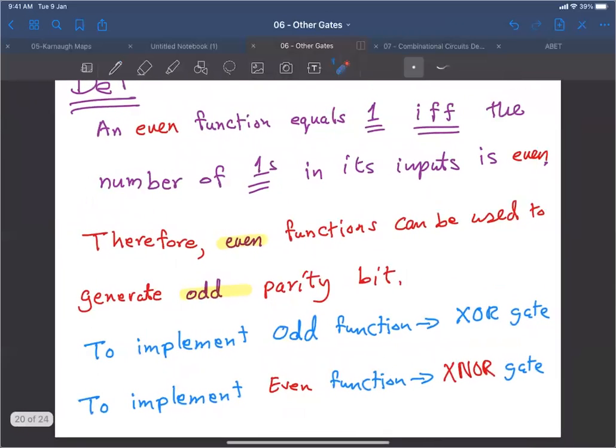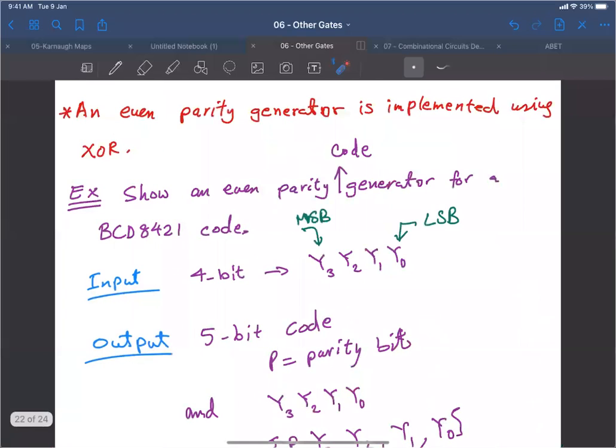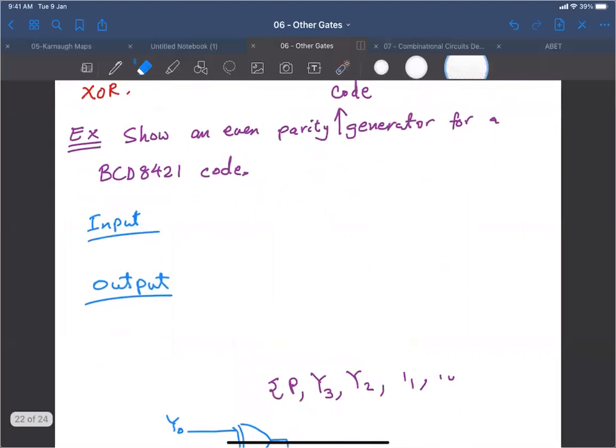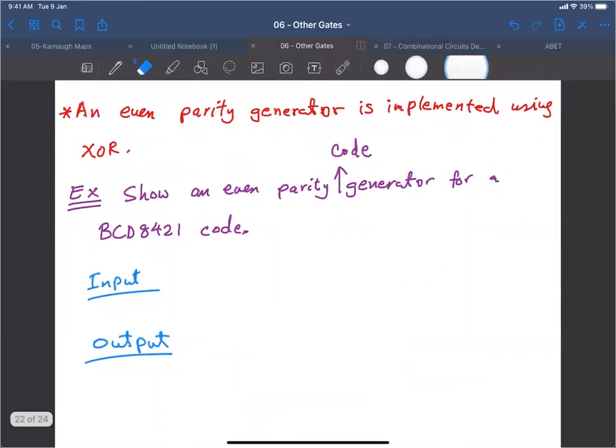So by this illustration, we know that to implement odd functions, we need an XOR gate, and to implement even functions, we need XNOR gates. So let's take an example. We would like to show an even parity code generator. We would like to generate the whole parity code for a BCD 8421 code.